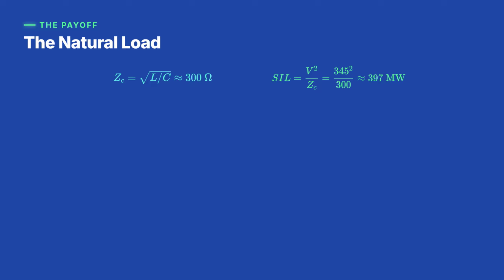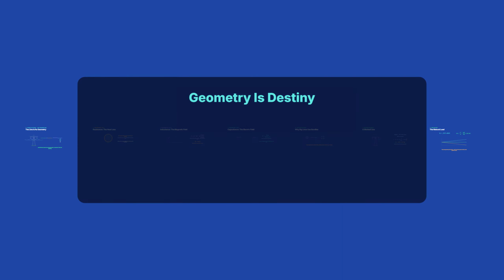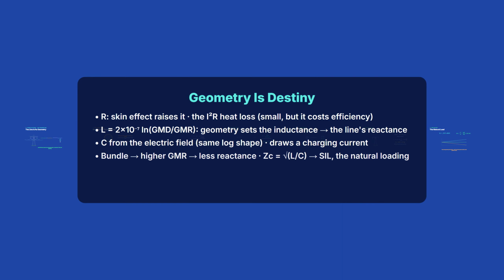The SIL is the line's natural loading. Loaded exactly at its SIL, the voltage stays flat from end to end. Below the SIL, the line's capacitance wins, and the voltage tends to rise. Above it, the inductance wins, and the voltage sags. So the same geometry that set the resistance, inductance, and capacitance also sets how much power the line most wants to carry.